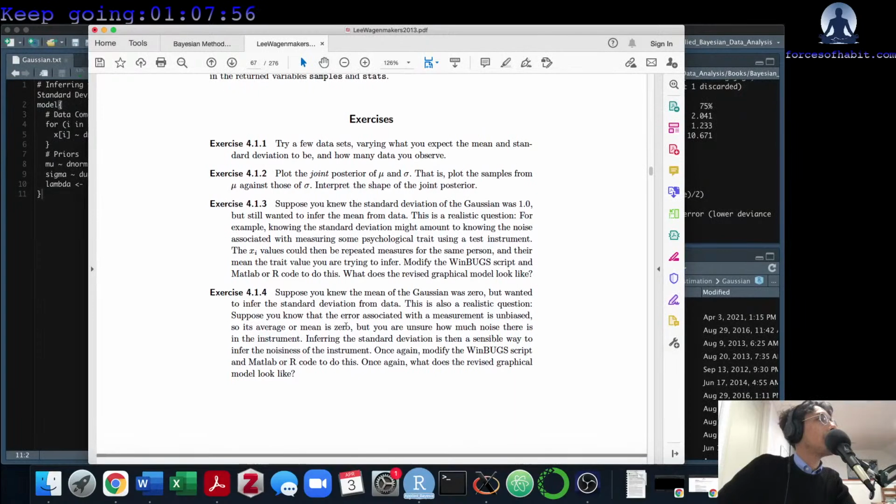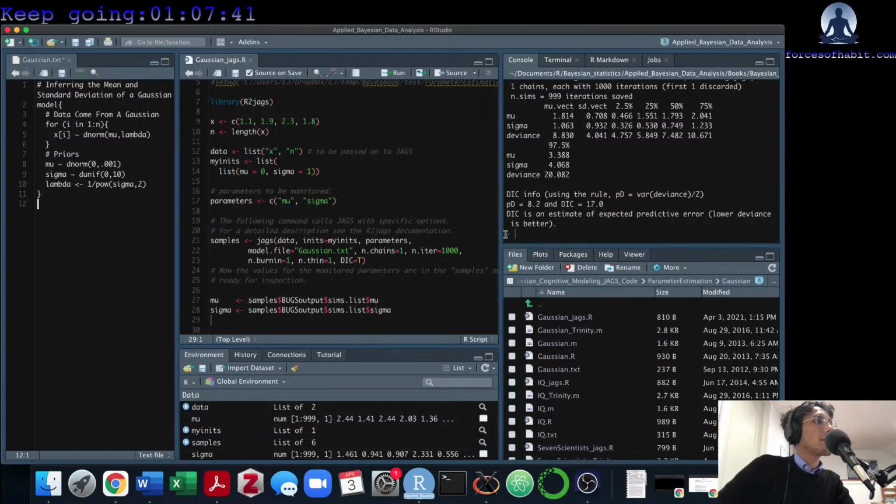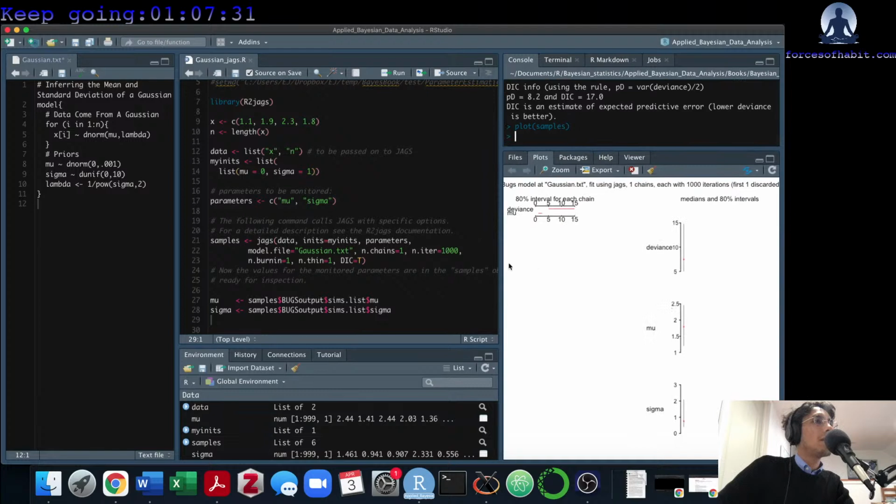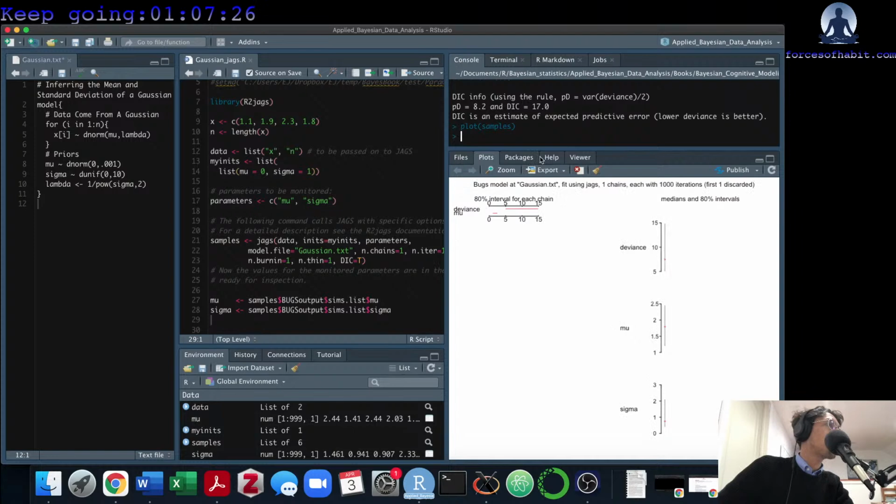Try a few data sets. Vary what you expect the mean and standard deviation to be and how much data you observe. What happens if I just click plot samples? Oh, that's kind of cool. It's not really nice though.